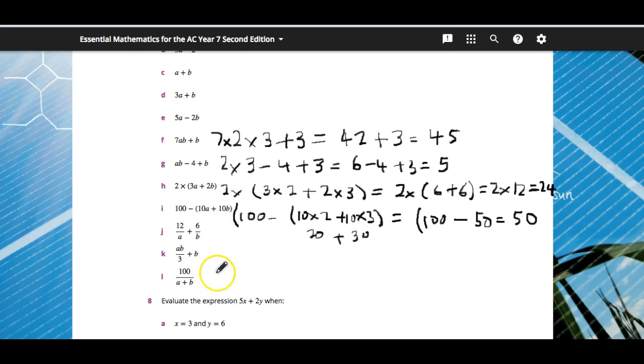Okay, I'm going to skip and just do L to end with. So we've got 100 divided by, so remember this is the same as dividing. So A plus B, so 2 plus 3. So it's 100 divided by 5. And your answer is 20.